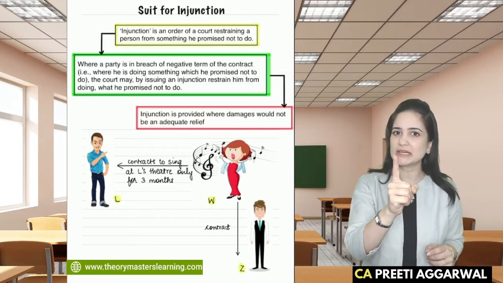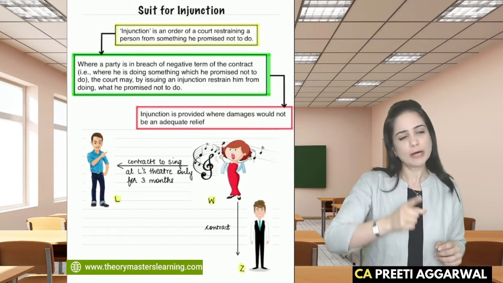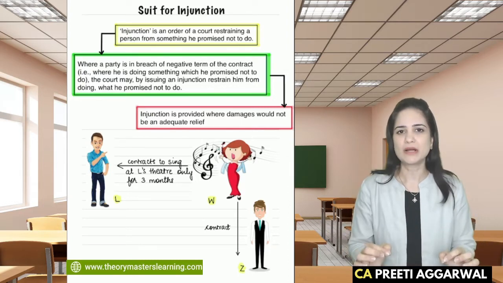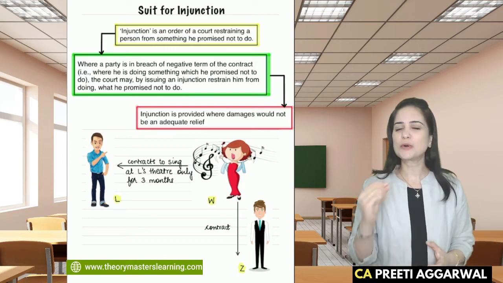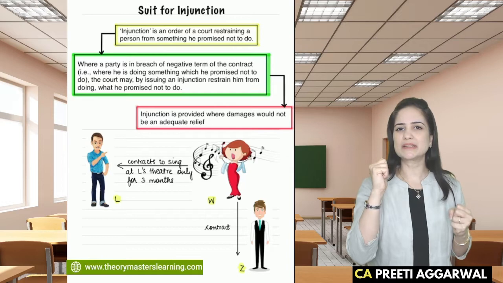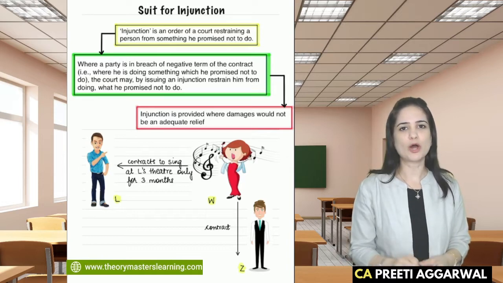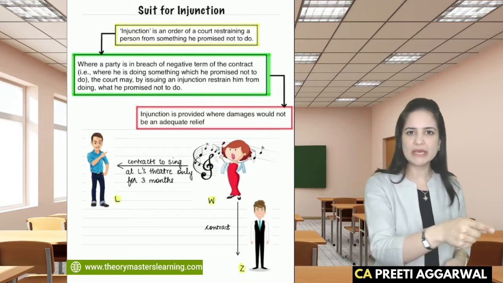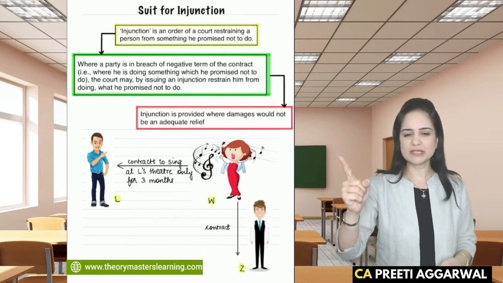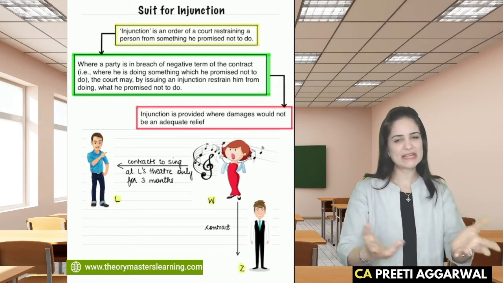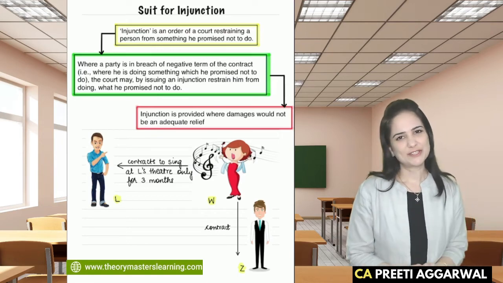The party had promised that he would not do this work, and now he is going to do the same, please pass an order to stop him. In that situation, the court will pass an order restraining, stopping a person from doing something which he promised not to do. If the party had promised us that he would not do this work, we can go to the court and stop him if he goes to do it. That is nothing but suit for injunction.